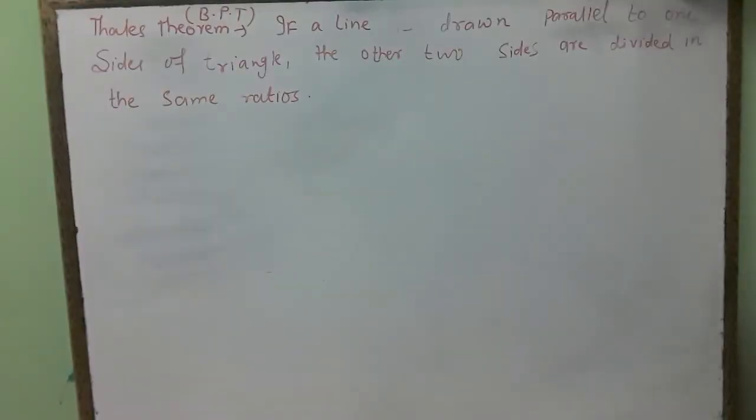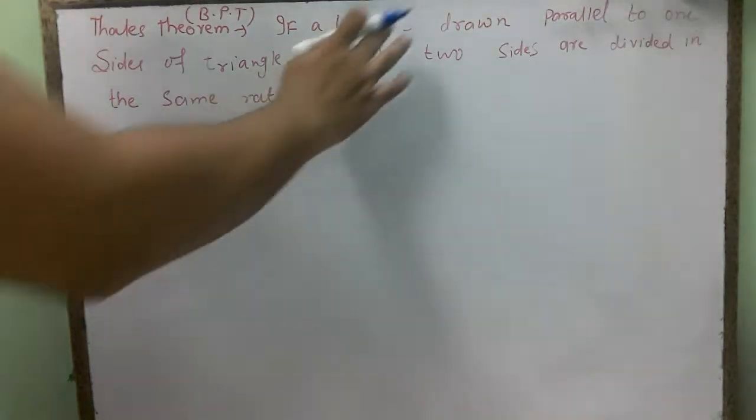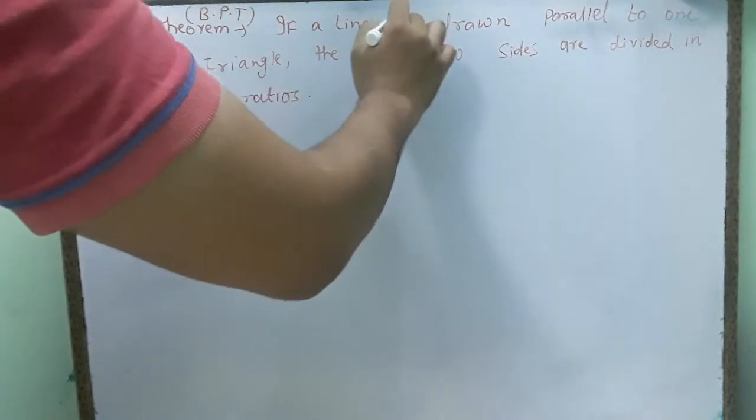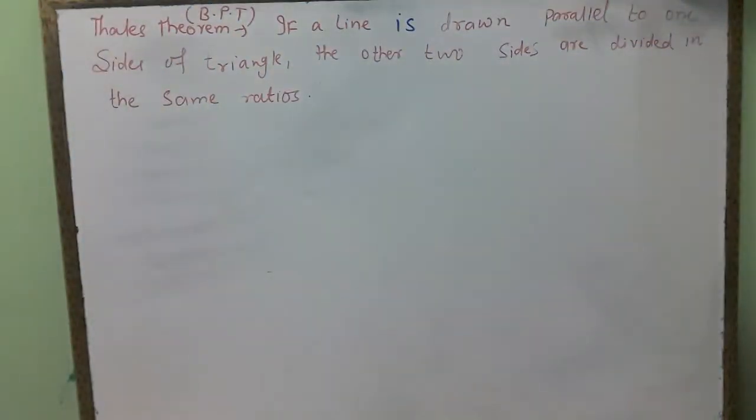See, I have written the statement of Thales theorem here. Thales theorem can also be taken as BPT theorem, the basic proportionality theorem. The statement is: if a line is drawn parallel to one side of a triangle, the other two sides are divided in the same ratio. Prove that. This is the statement of the Thales theorem. We have to prove this statement.